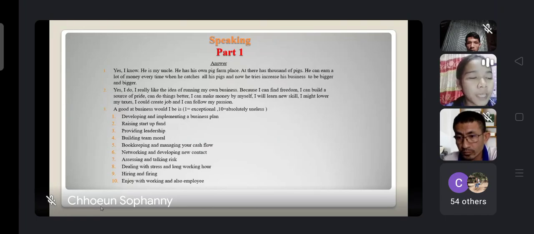And number 2 is building team morale. After we have good leadership, we need to build a good team that can help resolve problems and find the best way to develop their work. And number 5 is protecting and managing your cash flow.